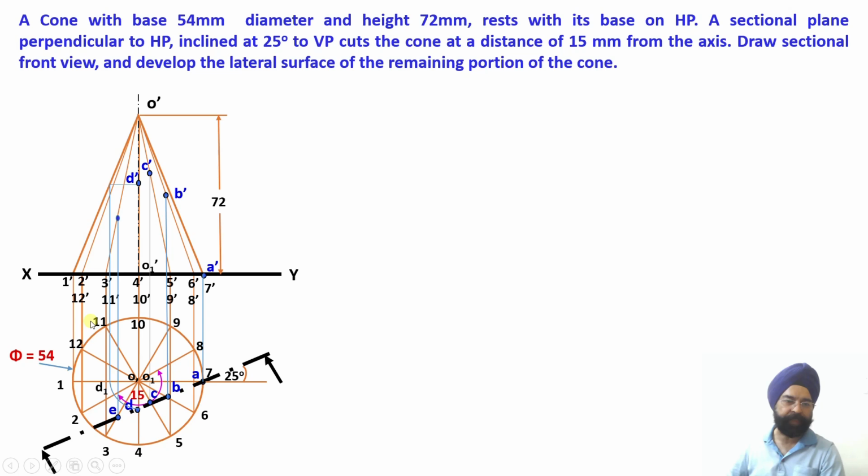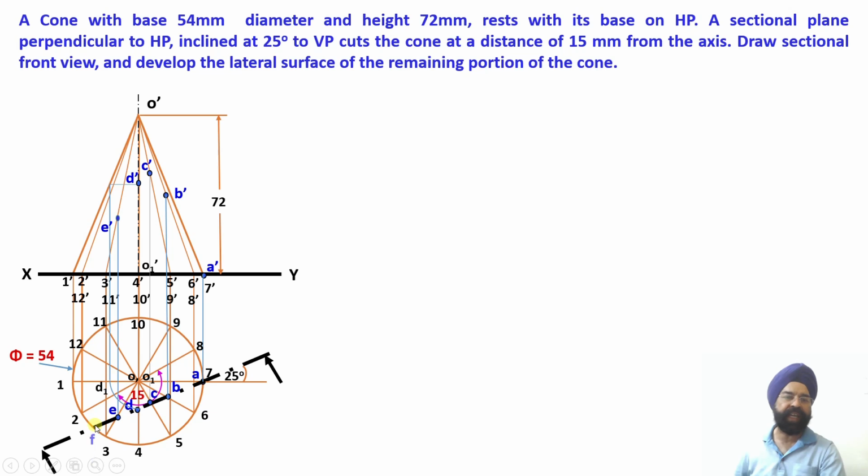So wherever this is intersected by a vertical projector which is coming through point E, and E was the point of intersection of the cutting plane with slant generator O3. Now I have to show this point in the front view. Once I bring this upward, I locate this point E dash over here. So the fifth point also has been located in the front view.